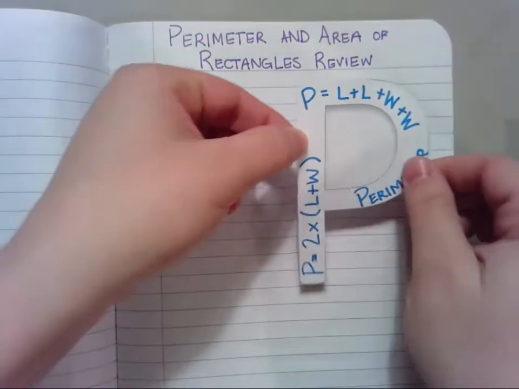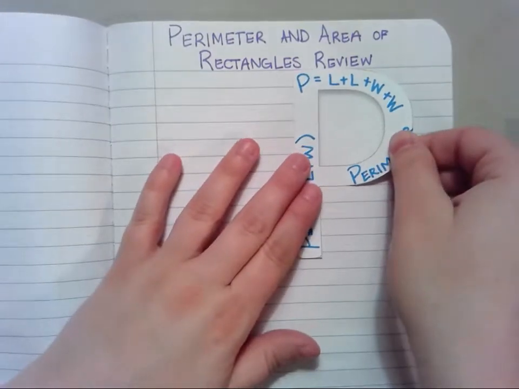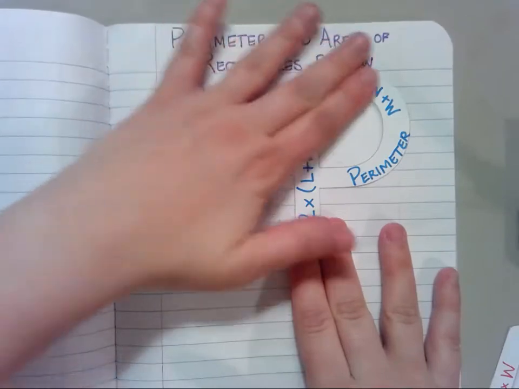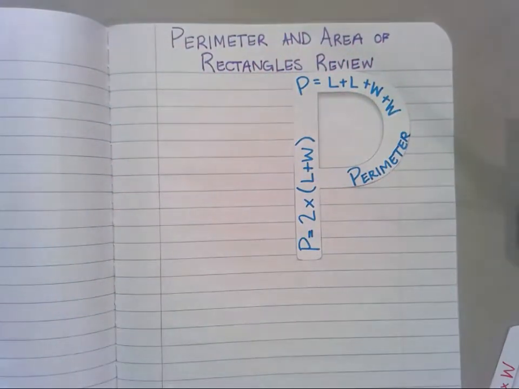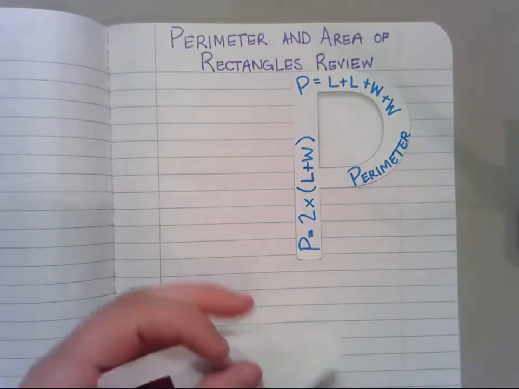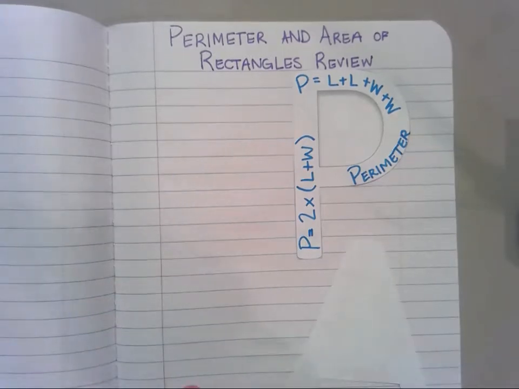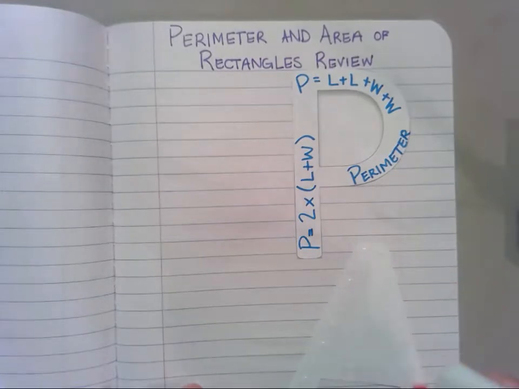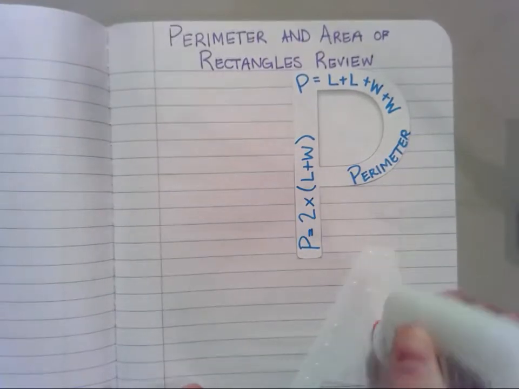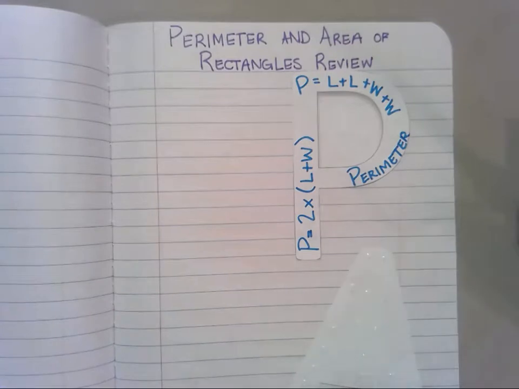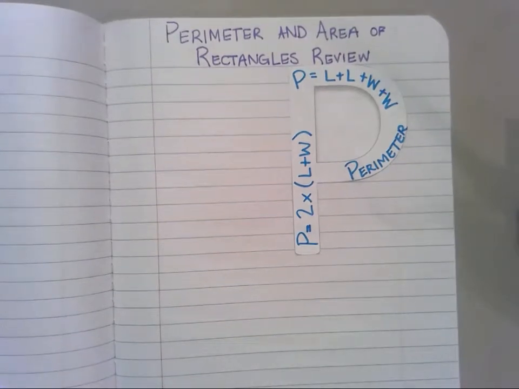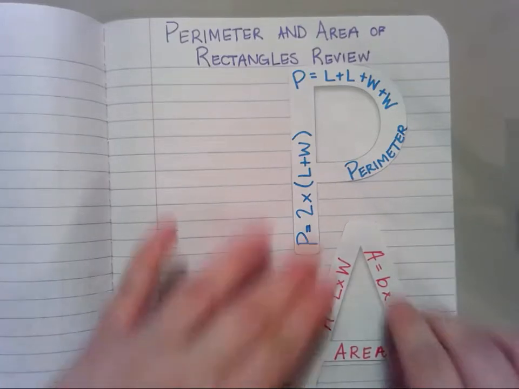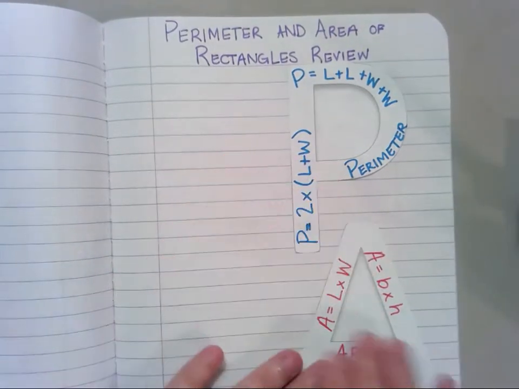Your P is going to get glued towards the top of your page and towards the right side. Then we have the A for area. Again, glue this down, just a dot, not a lot. My A is going to get glued down just underneath the P for perimeter.